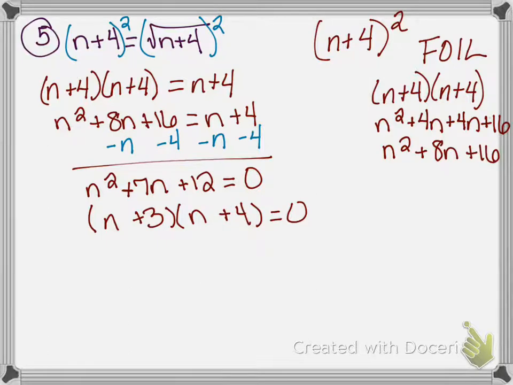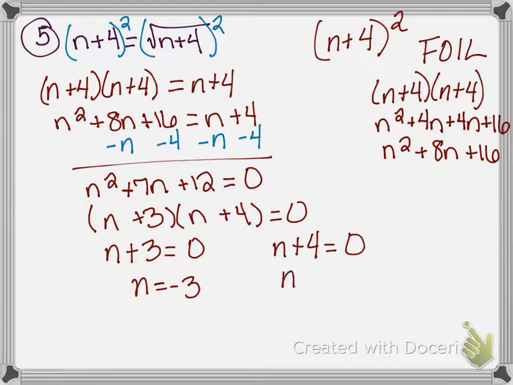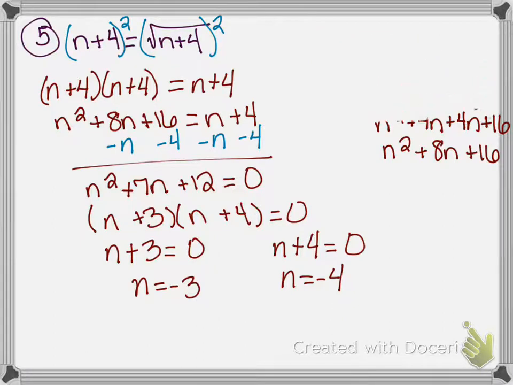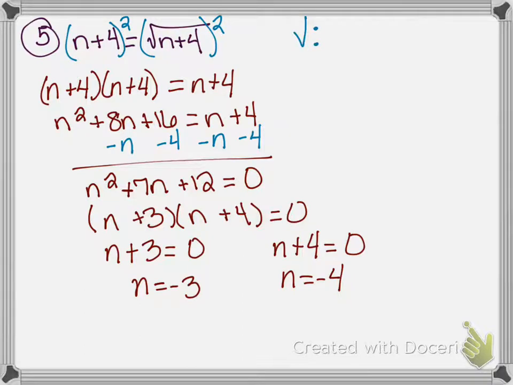Okay. So now I set each one equal to 0. So n is negative 3 or n is negative 4. Now, don't assume that both of them work. You have got to check both of them. One of them may not work, both of them may not work, or both of them may work. You've got to check it.